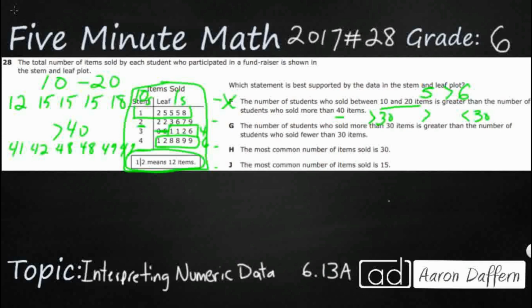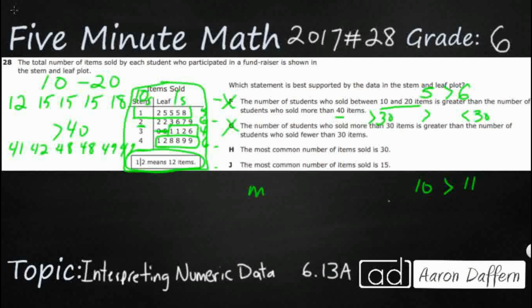So I've got more than 30, so that's going to be 10. So they're saying that 10 is greater than less than 30. I've got 1, 2, 3, 4, 5, 6 in the 2 stem, and then we know we've got this 5 here, so that's 11. 10 is not greater than 11. H, the most common number.